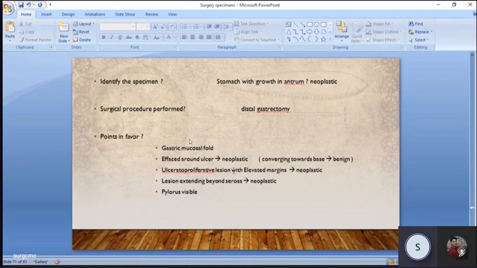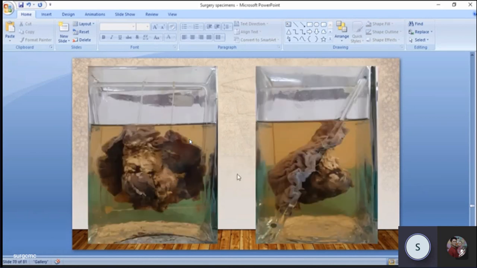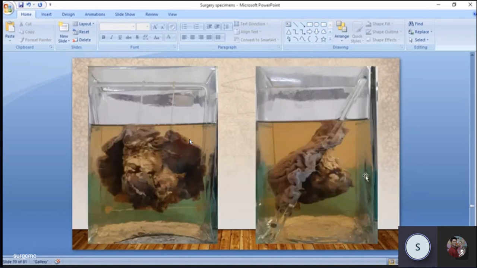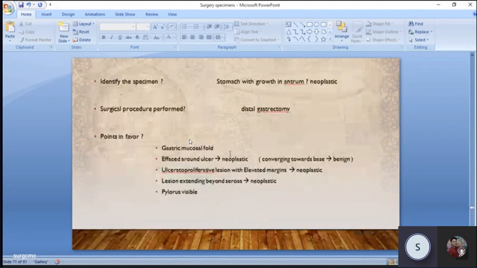Also, an ulcerative proliferative lesion with elevated margin, which is usually neoplastic. A lesion extending beyond the serosa. These are the points in favor of neoplastic. Why can you say it is neoplastic? You can see it is going beyond the serosa, meaning the outward surface. The lesion starts usually inside, but it extends outside and involves the serosa, and it can be ulcerative proliferative on both sides. So these three points are usually in favor of neoplastic.